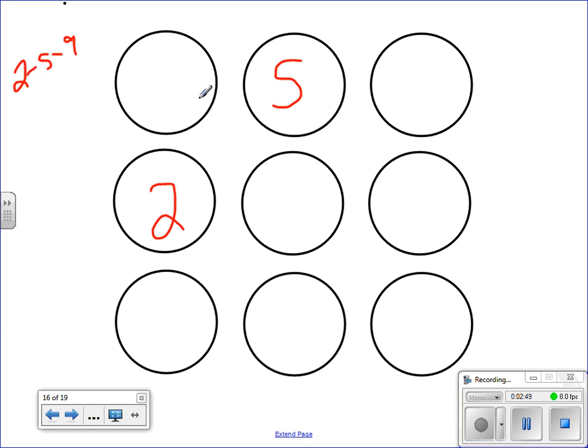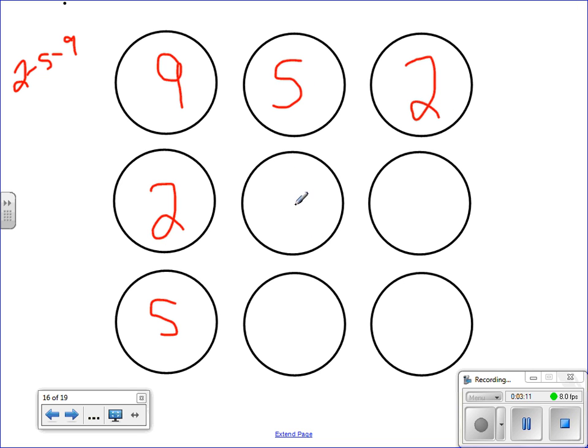Now, if I look up here to this left circle, can it be a 2? Looking up and down? No, because I already have a 2 in the first column. Can this one be a 5? No, because I already have a 5 in that row. So I'm going to fill in my 9 here. If this is 9 and this is 2, this one has to be a 5. This is a 9 and this is a 5, this has got to be a 2.